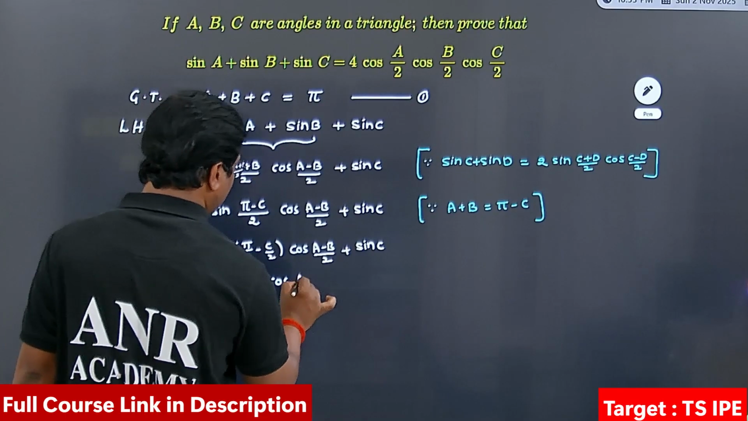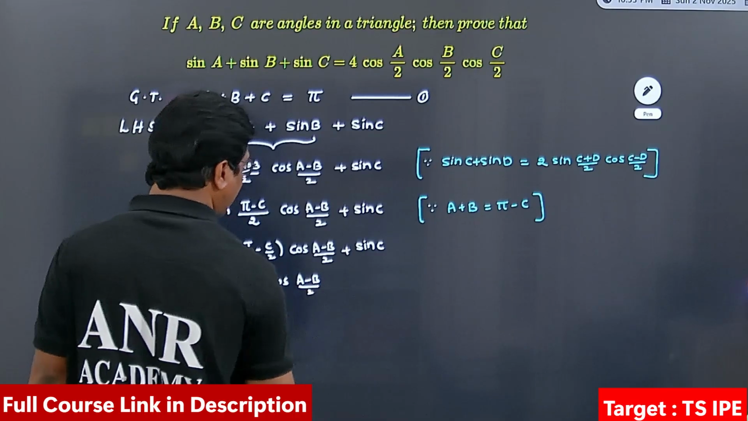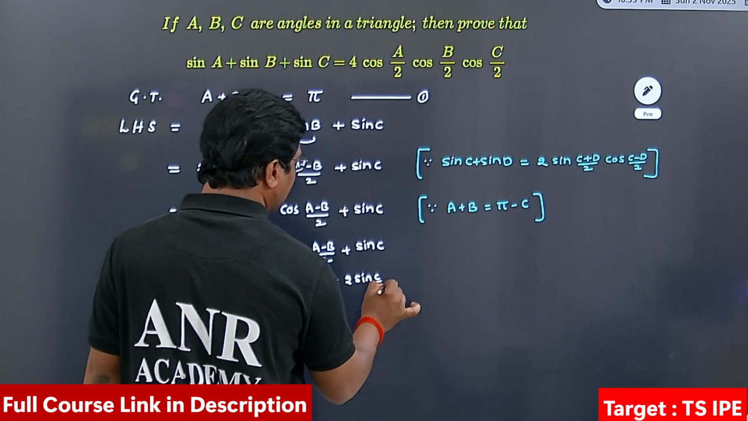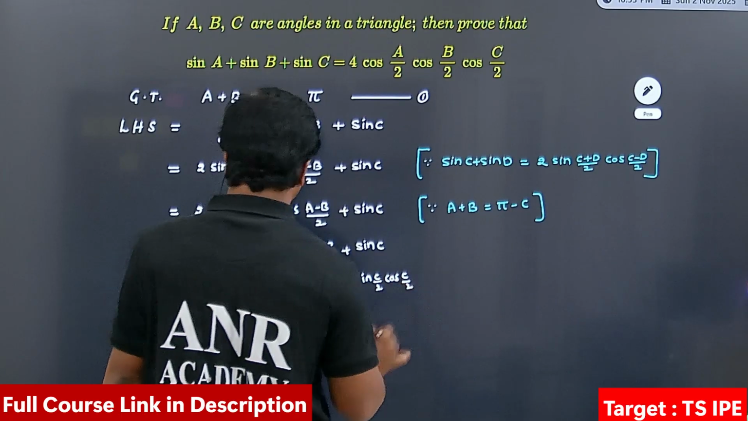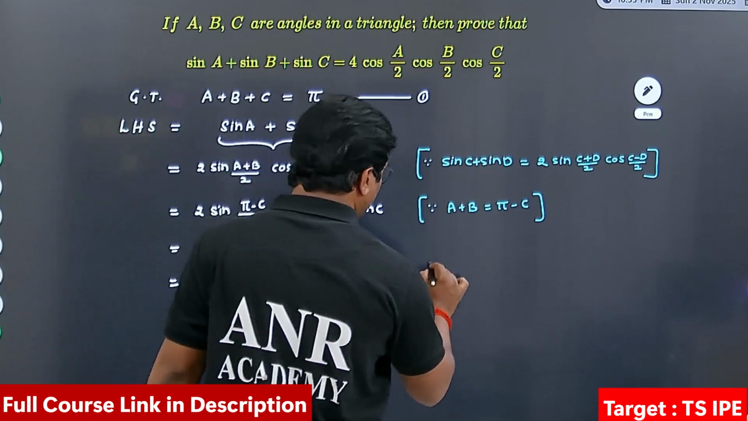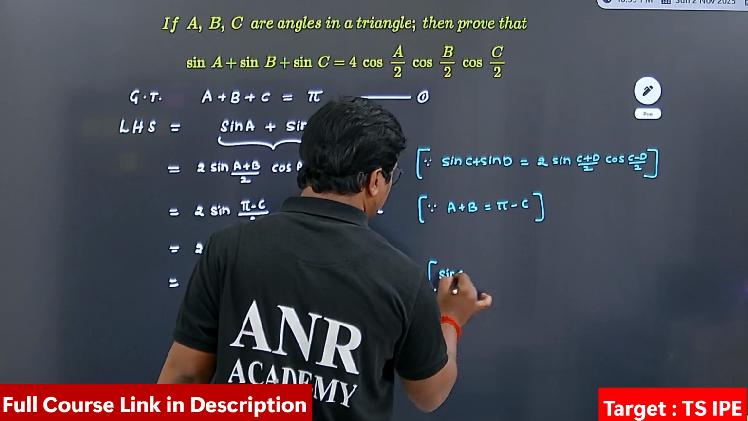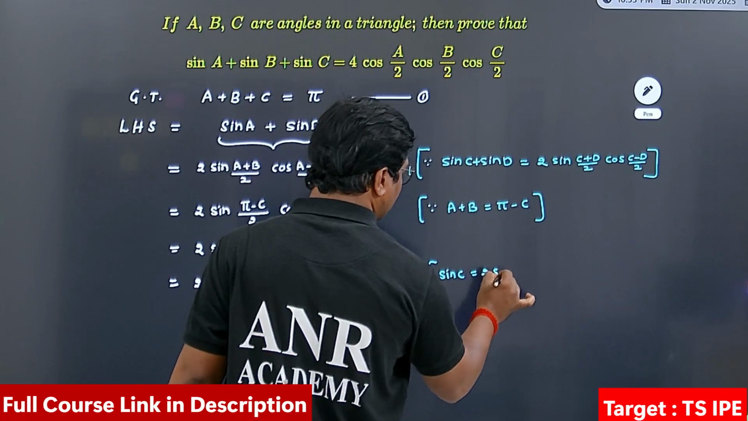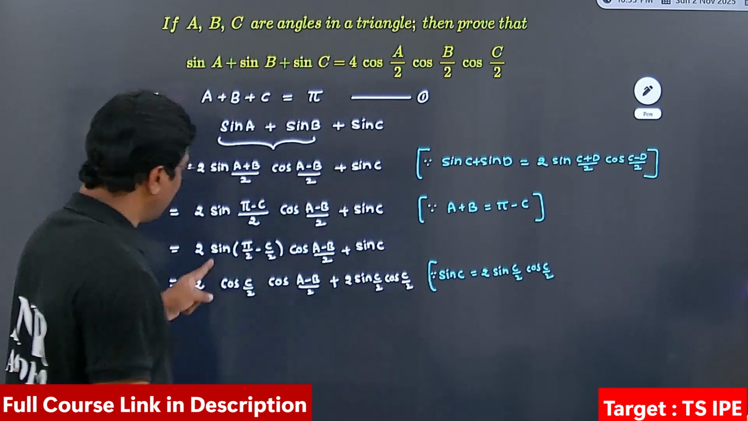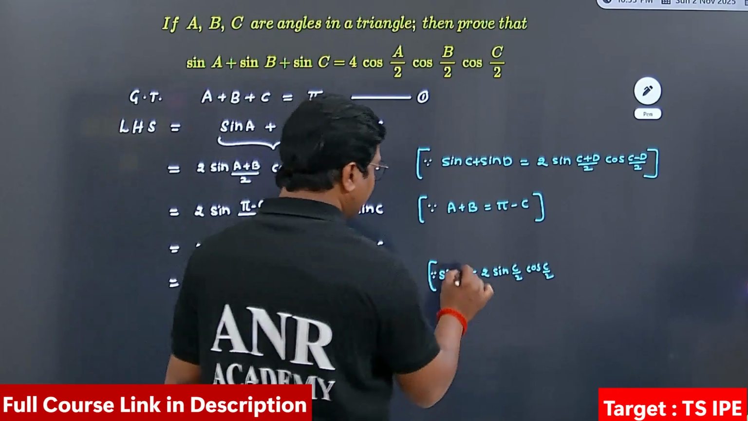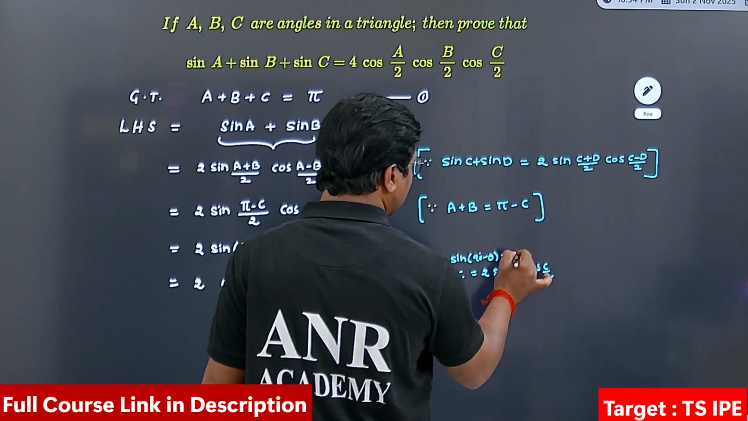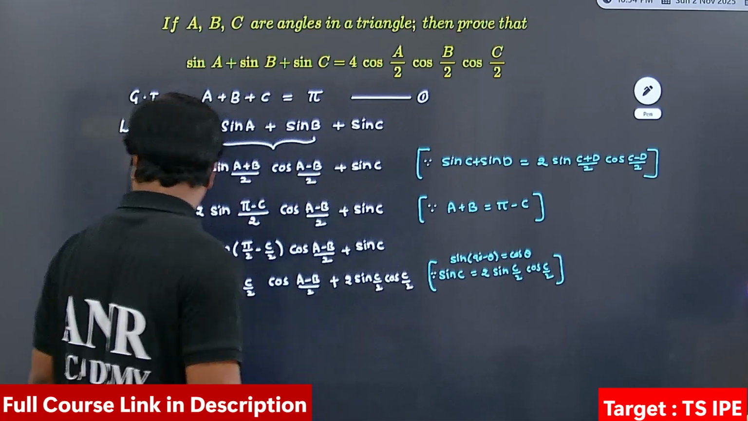Next term cos of (A minus B) divided by 2, and here I am going to write sin C as 2 sin C by 2 cos C by 2. Here what we applied: sin C written with the formula 2 sin C by 2 cos C by 2. Also here sin of 90 degrees minus theta is written as cos theta. Okay.